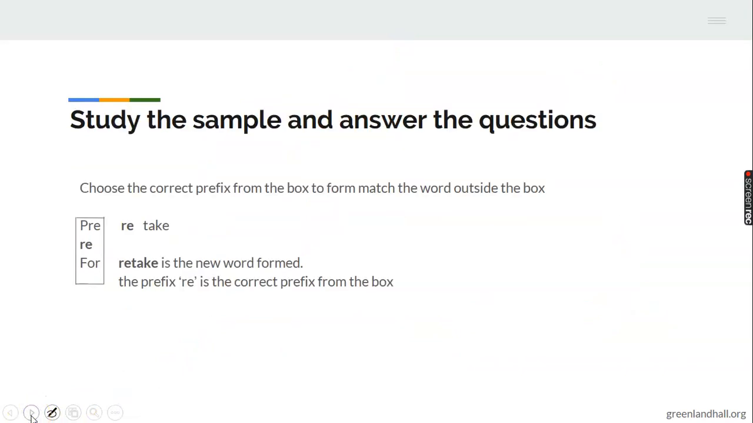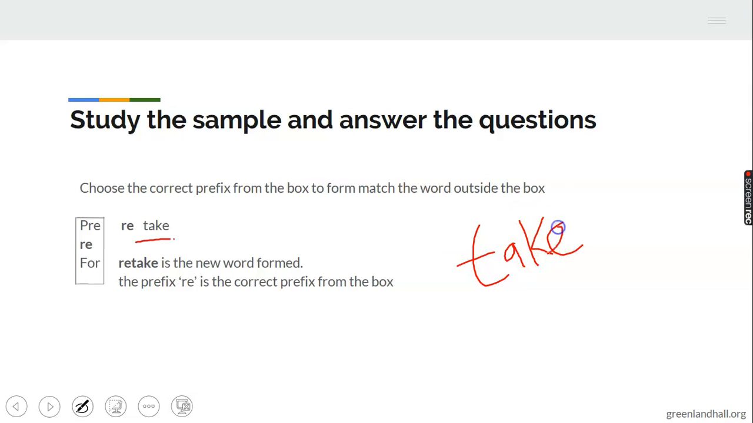Now let's see. We are going to the classwork. Study the sample and answer the questions. Now we have this. Choose the correct prefix from the box to form or match the word outside the box. Now these are the words in the box: pre, re, for. You can see the word outside the box. In your exercise, you only see that word, take. Now they've given us take as our root word.